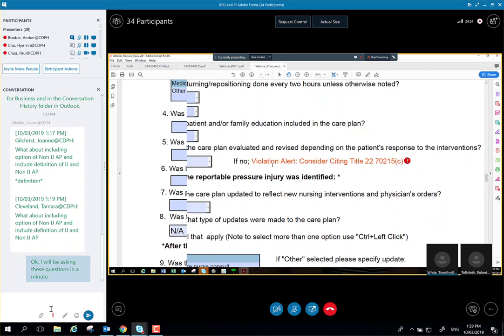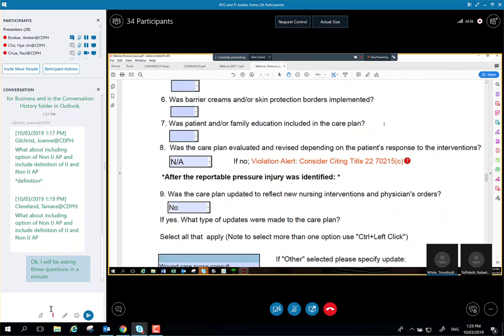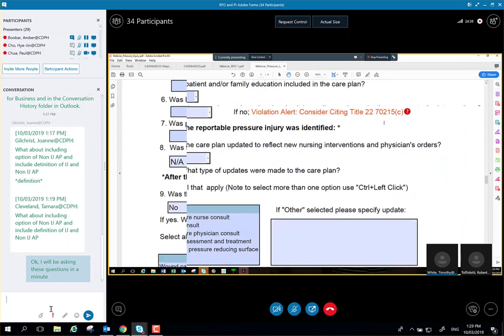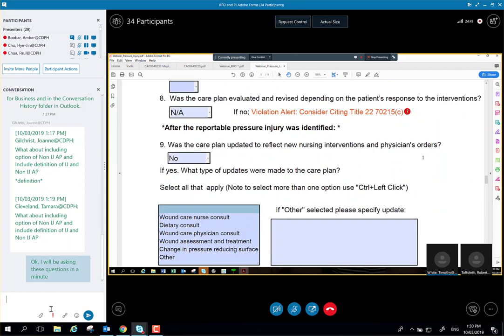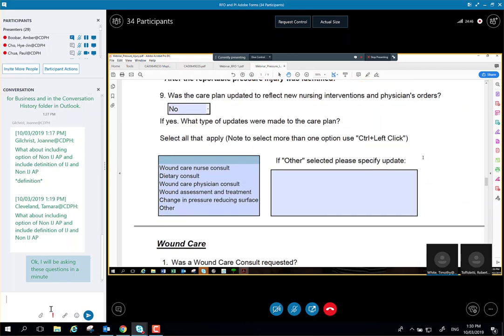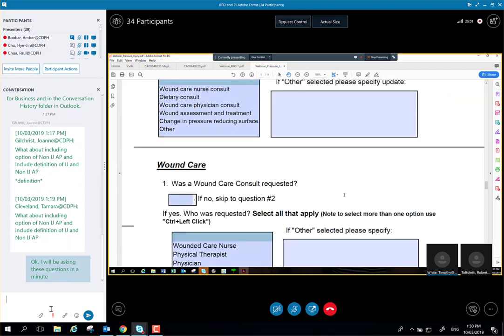Was the patient and family education included in their care plan? Did they revise it once the wound was discovered? And if so, did they have any nursing interventions, and then we can look at what updates were made to the care plan. We have an area here where we can add additional things if you need to.